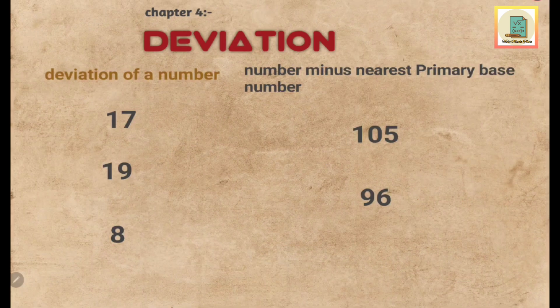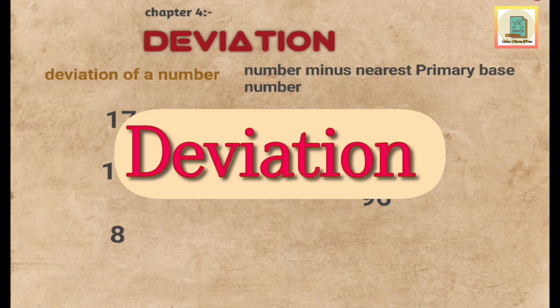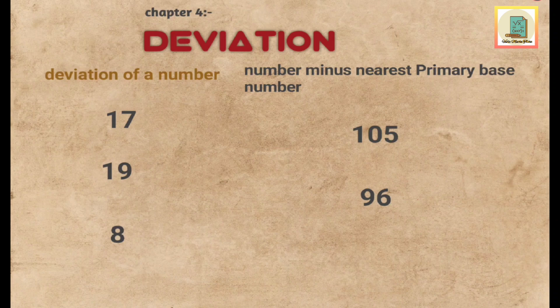85,635. So let's now understand another terminology of Vedic Maths, which is deviation. The deviation of a number is the number minus the nearest primary base number. Now let's understand more by taking an example.